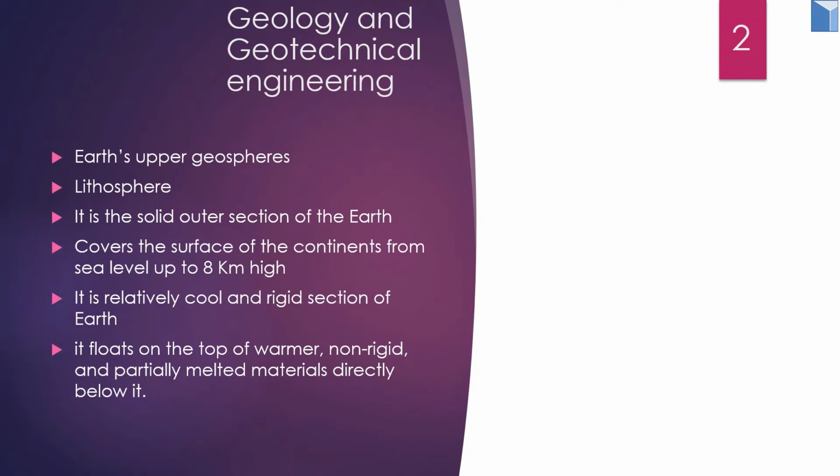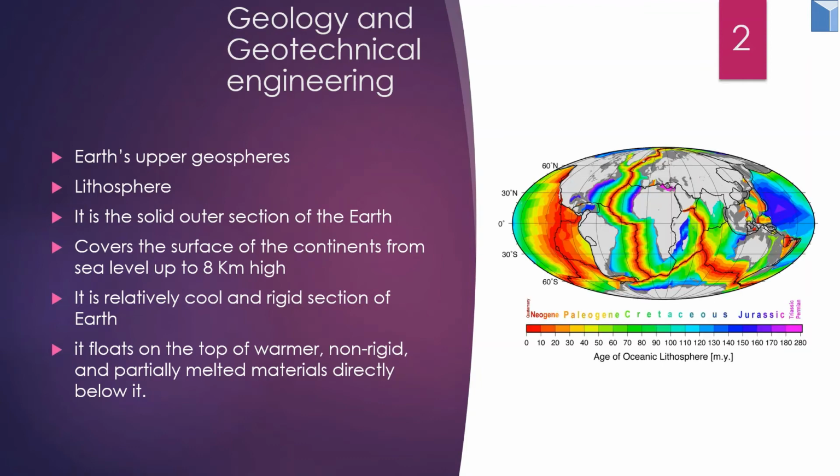The lithosphere floats on top of warmer, non-rigid and partially melted materials directly below, composing the sphere we call the asthenosphere, which is partially melted rock at high pressure and temperature, separating the crust of the Earth from the mantle, or the upper mantle part of the Earth.